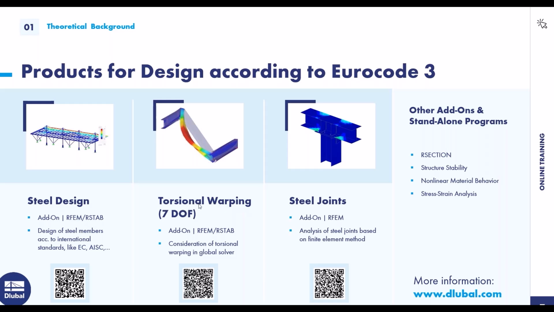Then there's the add-on torsional warping. With that add-on, you can consider the 7th degree of freedom, the torsional warping. Then steel joints. With that add-on, you can analyze steel joints based on the finite element method. Then there's the cross-section program RSECTION. Then the add-on structure stability.